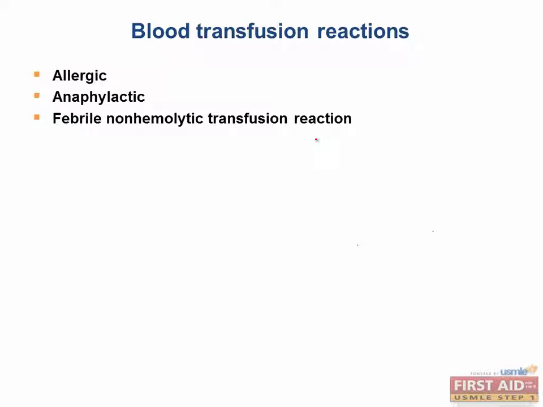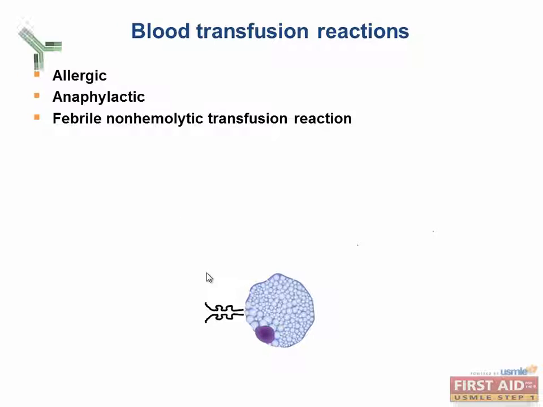The next type is febrile non-hemolytic transfusion reaction. What do you think this is due to? Well, just as it implied, it's non-hemolytic, but it's due to antibodies in the recipient's blood that bind to immune cells from the donor's blood. So what is this going to activate? Complement cascade, right? So this activates complement.